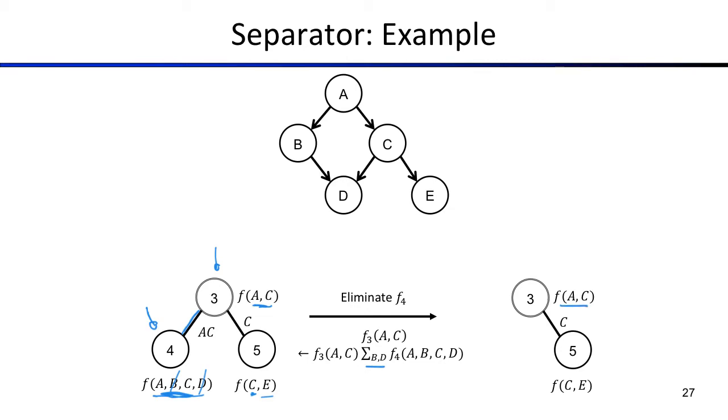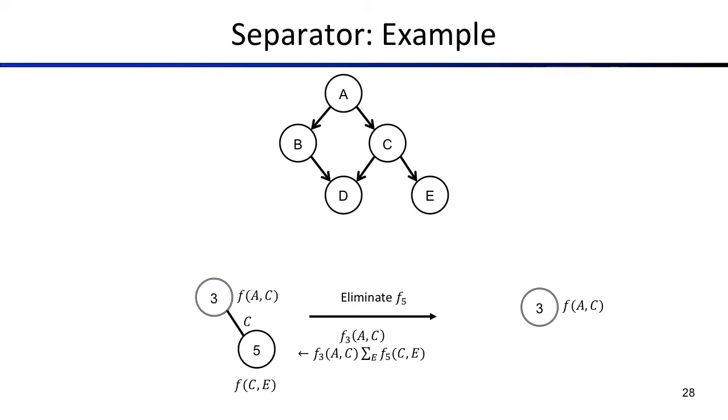So the next one that I'm going to eliminate is this guy here. Next slide. And that is the final step. So we have this factor here over C and E, and we have a factor over A and C, and the intersection will be C. And so we can eliminate the variable E, exactly what we are doing here, and this final factor here will be over A and C. So we have our final result.